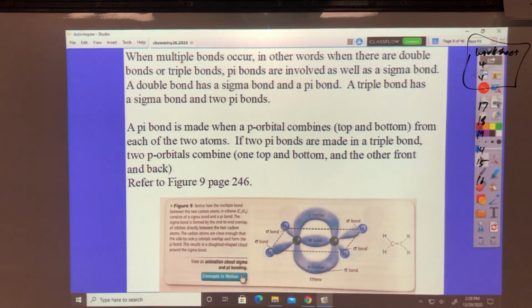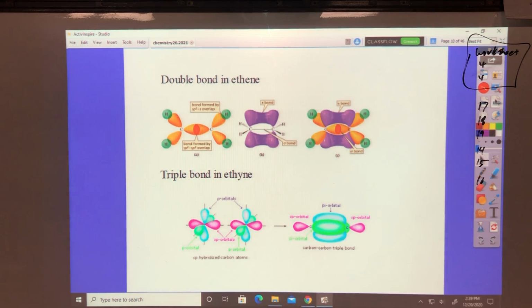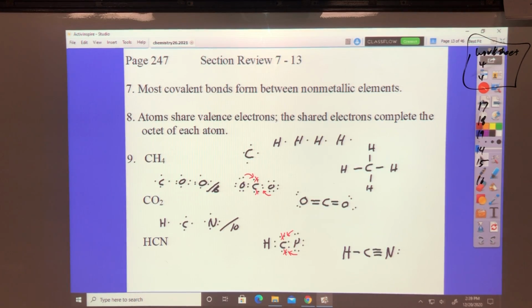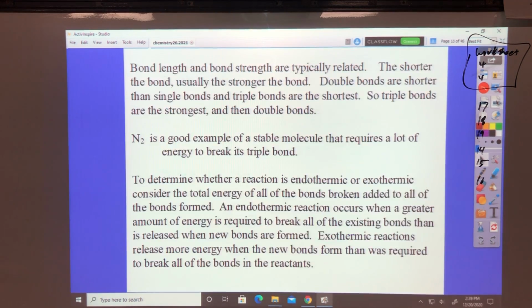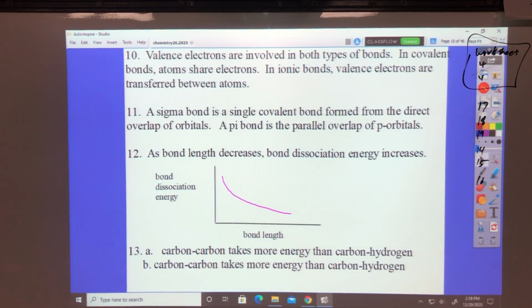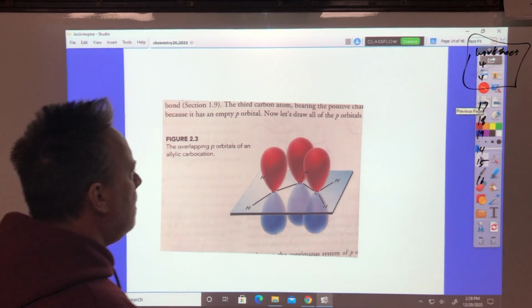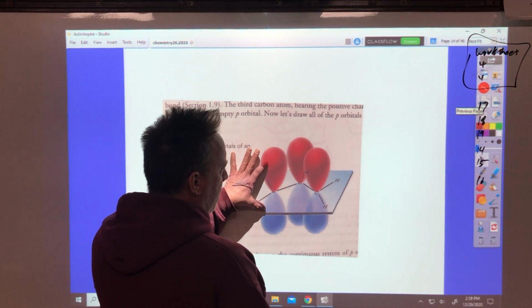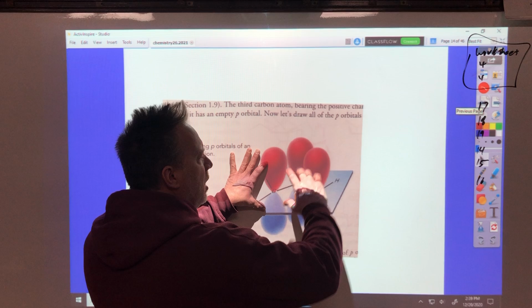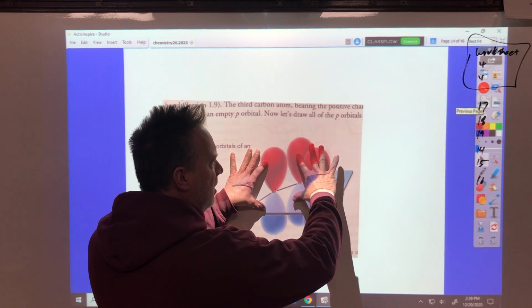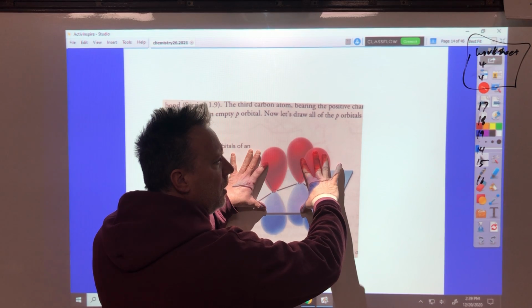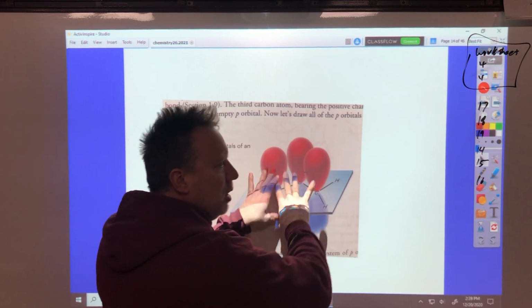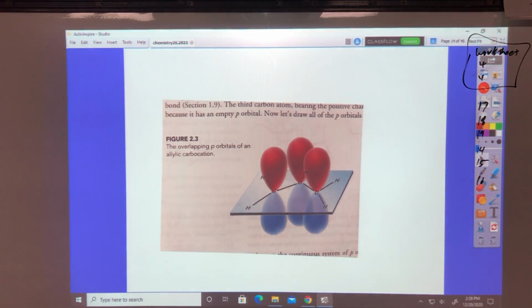But the p orbitals, somewhere, I don't know where it's at in the notes, but here it is. I took this out of the organic chemistry textbook. There's a p orbital above and below, another p orbital above and below, and those electrons could be anywhere in there, top or bottom. They're going to form a bond together on the top and the bottom, and that's called a pi bond.